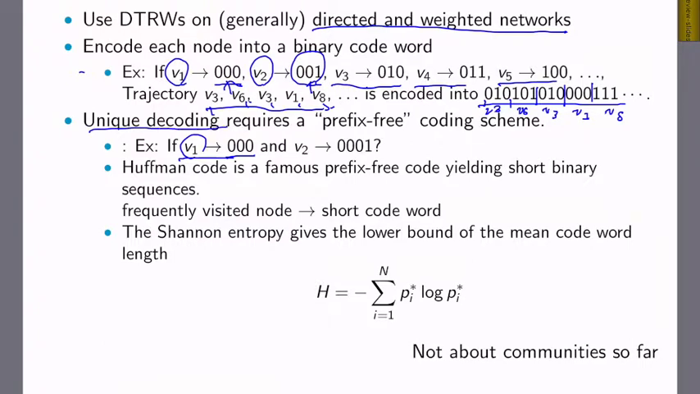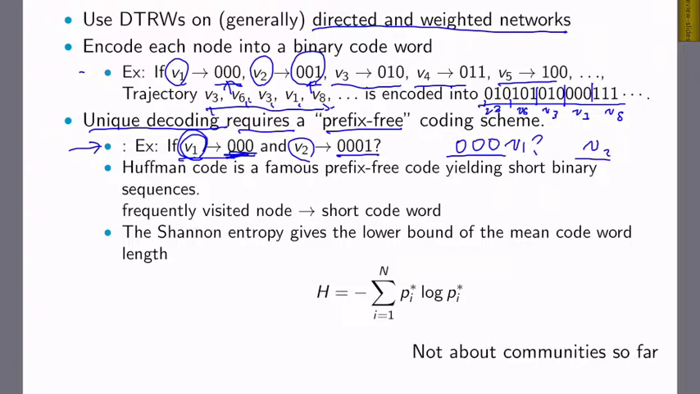And unique decoding requires prefix free. So if one node is coded as 000 and another is coded as 0001, when we have seen the sequence 000, we can't say whether this is V1 or part of V2. So this is no good, and we have to avoid this. This is the basics of coding theory.